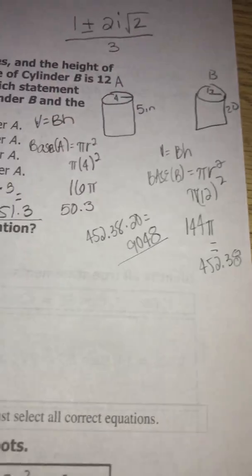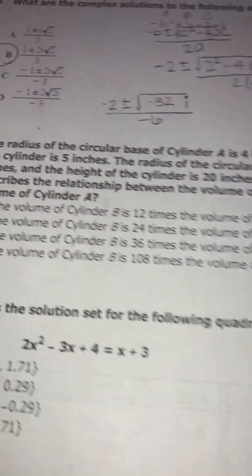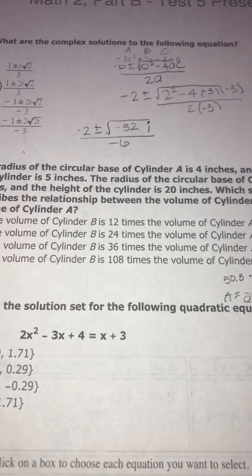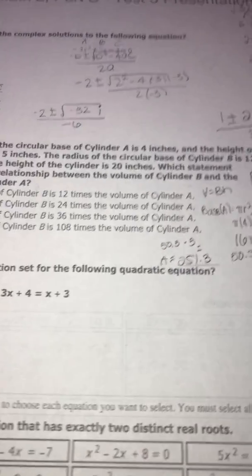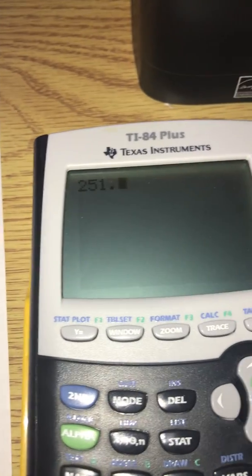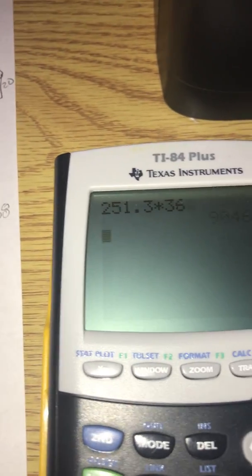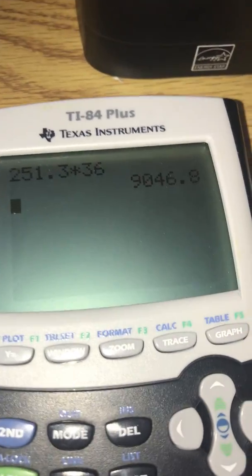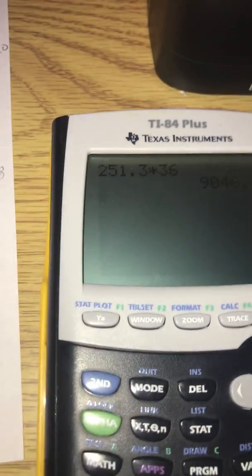6031.2. That also is wrong. Okay, and the C statement says the volume of cylinder B is 36 times the volume of cylinder A. So let's go over here. 251.3 times 36 equals 9046.8. Okay, let's remember that.